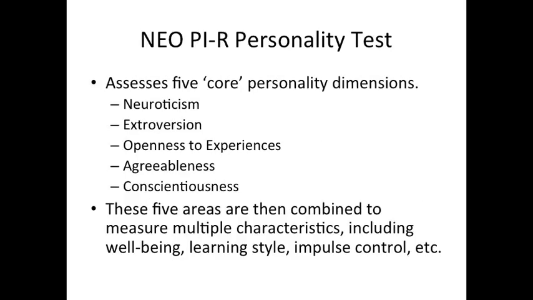Now, the way the NEO-PIR personality test works is it assesses 5 core personality dimensions. It assesses neuroticism, extroversion, openness to experiences, agreeableness, and conscientiousness. And what the personality test does from that point is it combines these areas to form 10 characteristics, such as well-being, learning style, and impulse control, as we'll see in just a moment.